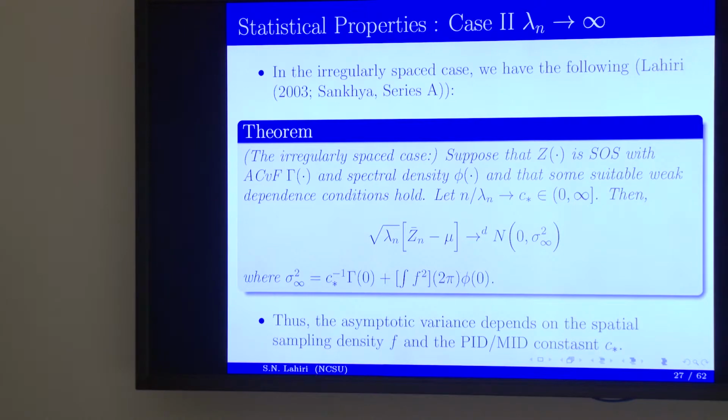Yes. When n by lambda n goes to C star, which belongs to 0 to infinity open, then we can replace lambda n by n, right? That is correct. Yes. So that will have some impact here.